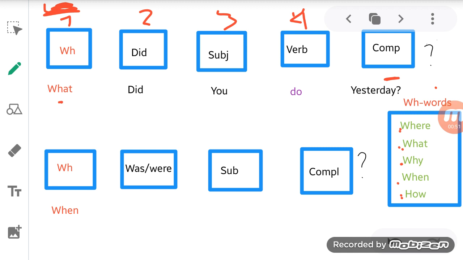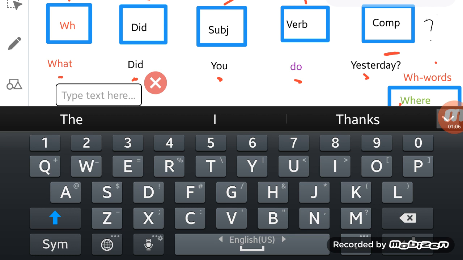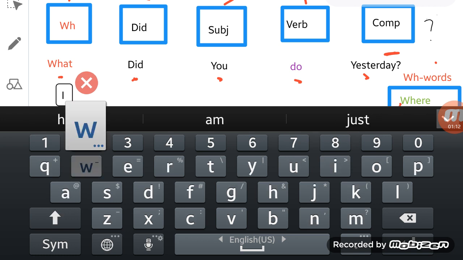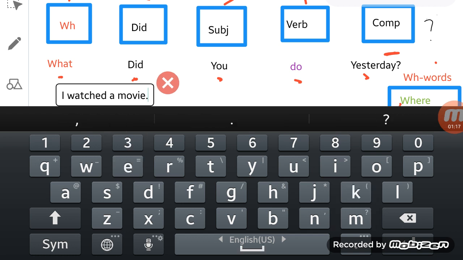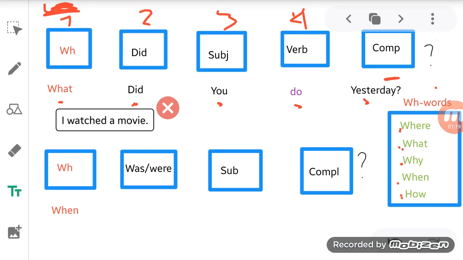For example, what did you do yesterday? In this case, the answer cannot be yes, I did, or no, I didn't. Of course, we need extra information. So we are going to add, what did you do yesterday? Think about that question. In my case, I could say, I watched a movie. What about you? So, I watched the movie. Extra information.